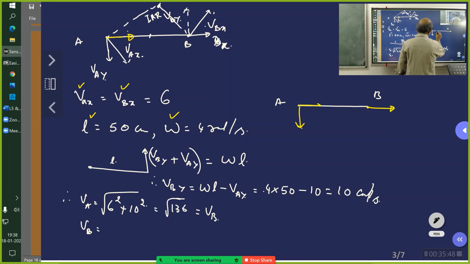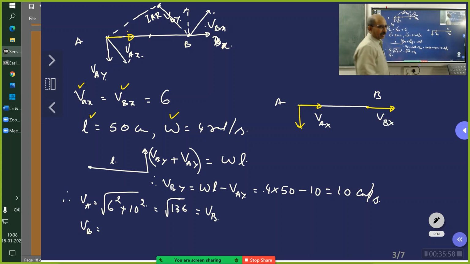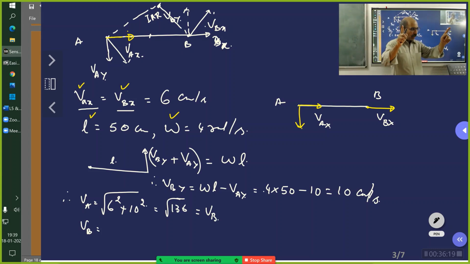Therefore, this component of A, that is VAX, and this VBX must be equal, because in a rigid rod, this point and this point cannot have relative velocity. So I wrote this, and this is equal to 6 centimeters per second. So I found VAX directly by inspection. See, in a rigid body, the two points are fixed, so they cannot have relative velocity.